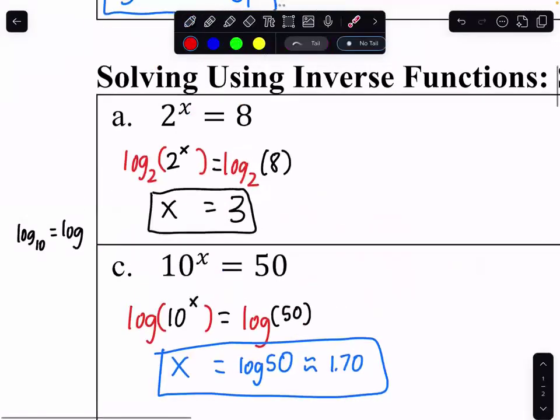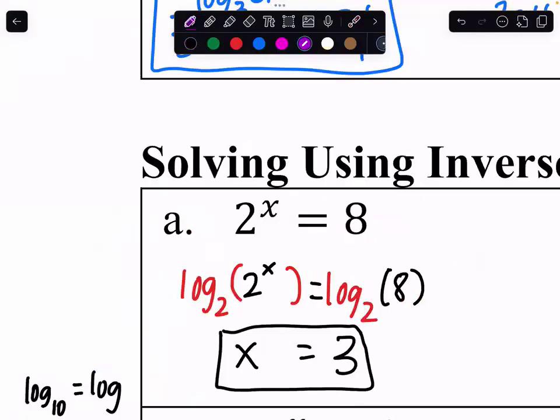Okay, so again, whatever base has the exponent, that's the type of log you do. Because it was 2 to the power of x, we do log base 2. Because this was 10 to the power of x, we do log base invisible 10. So if we just pretend for a second that the original problem were, say, 5 to the power of x, then we would have done log base 5 instead. So again, whatever number you see here, that's the base you do.